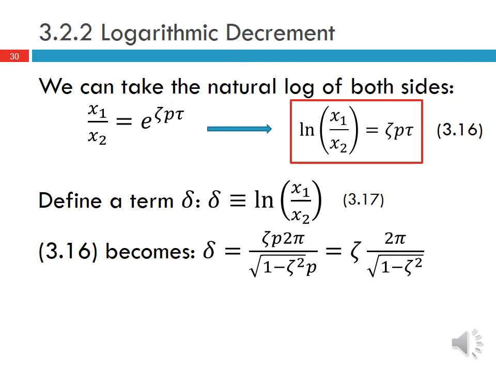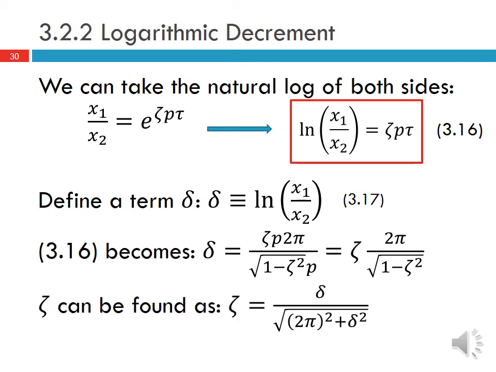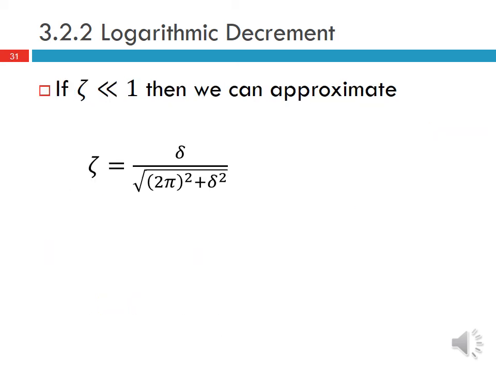So that means our expression can be rearranged as we see here. So zeta is then found as delta over the square root of 2 pi squared plus delta squared. This is the expression for the logarithmic decrement method. If we can calculate this delta from our x's, then we can calculate the damping ratio in the system. Now, if the damping ratio is very small, then we can approximate this in an even simpler way, where zeta is approximately equal to delta over 2 pi, because if zeta is very small, then this term doesn't really contribute much.